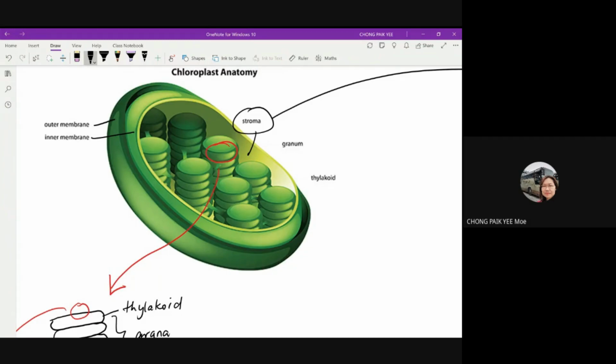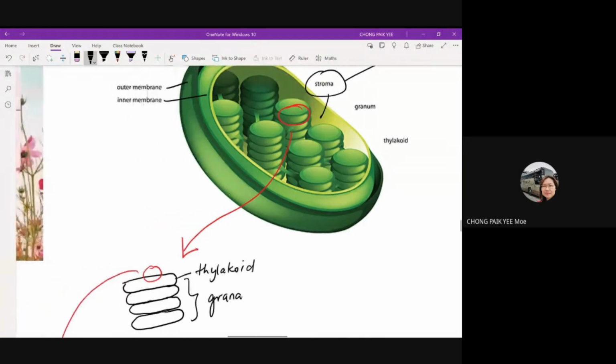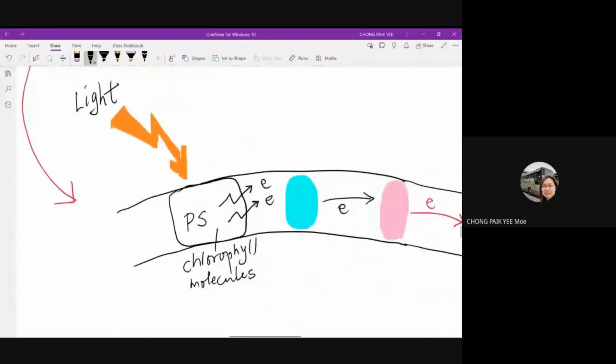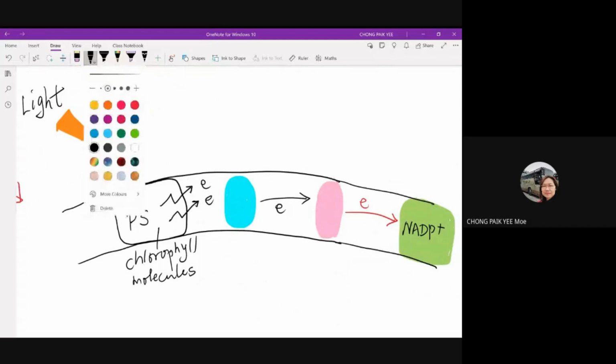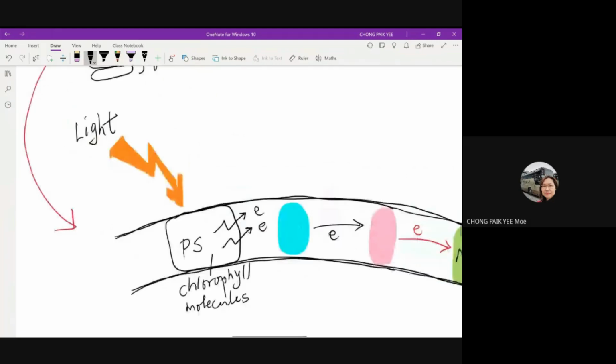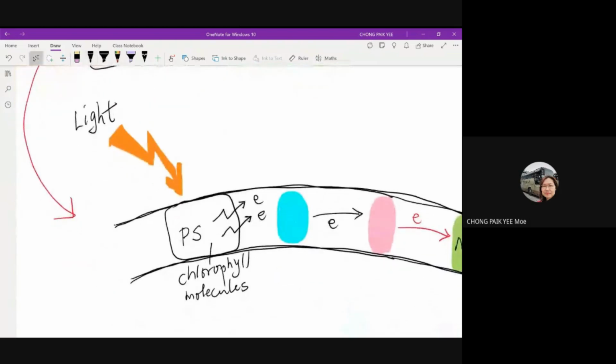Let's look at how it happens. I'm going to magnify the membrane of the thylakoid. When I magnify it, I'm going to see this. This entire thing that you see here, this double line, refers to the membrane of the thylakoid. This is the membrane.